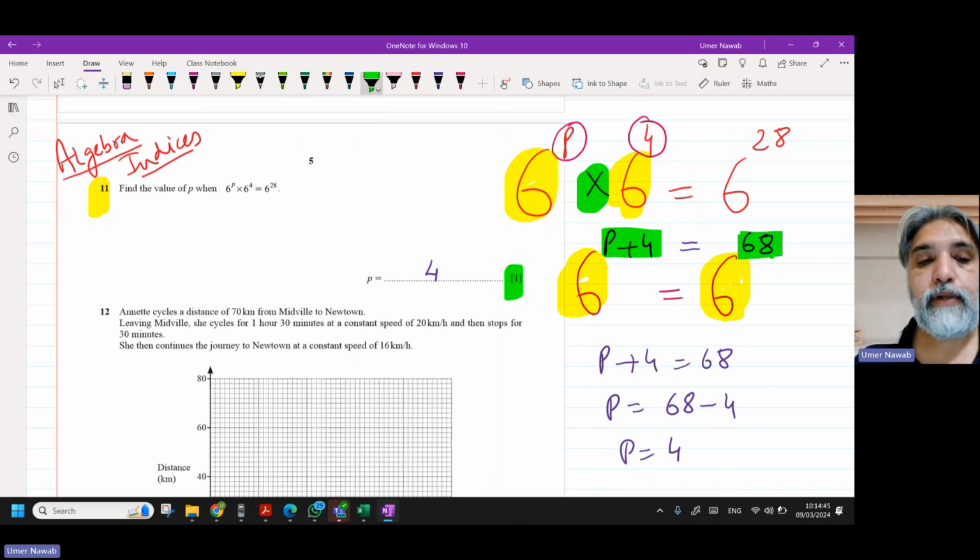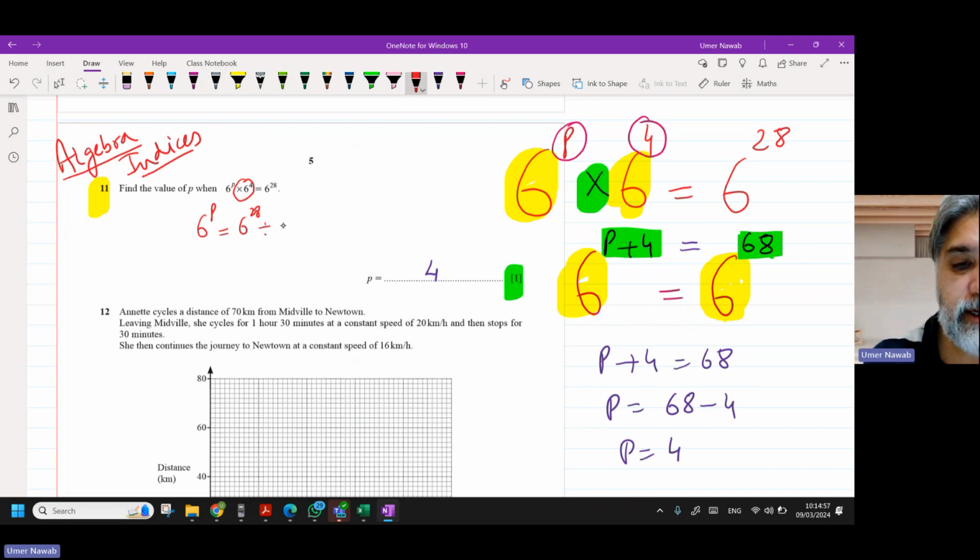There is another way which students can use. They say, Mr. Omar, do you want to find 6 raised to power p? Here it is multiplying. On the other side, when 6 raised to power 4 goes, it is divided. 6 raised to power 4, 6 raised to power p. Whenever you have a division sign, 28 minus 4, 6 raised to power p, and 28 minus 4 is 24. So if the bases are the same, then you can put their powers equal. So the same thing, guys, you can look for.